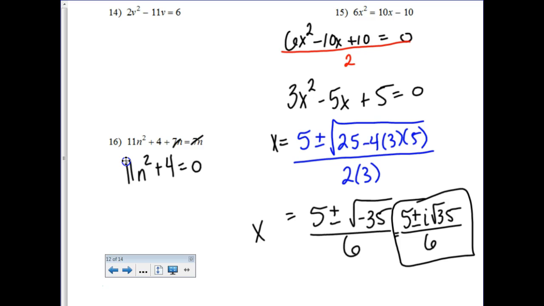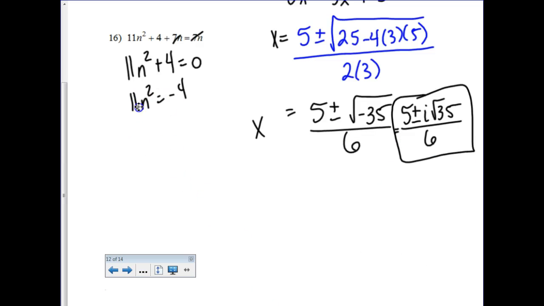But what would be a quicker approach if there's just one variable left in the whole equation? This is a good square rooting question. So you could subtract the 4, and then we're going to divide by 11. Now I've got a little bit of bad news for us. This is going to be one of those weird rationalizing the denominator questions. So n squared equals negative 4 over 11.